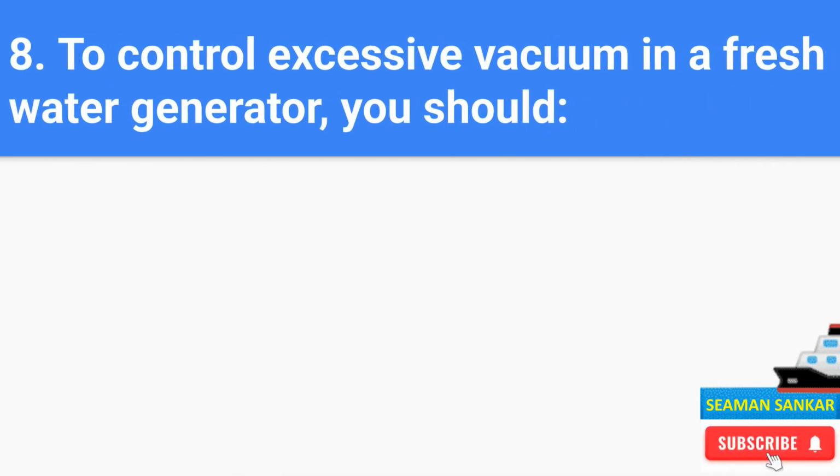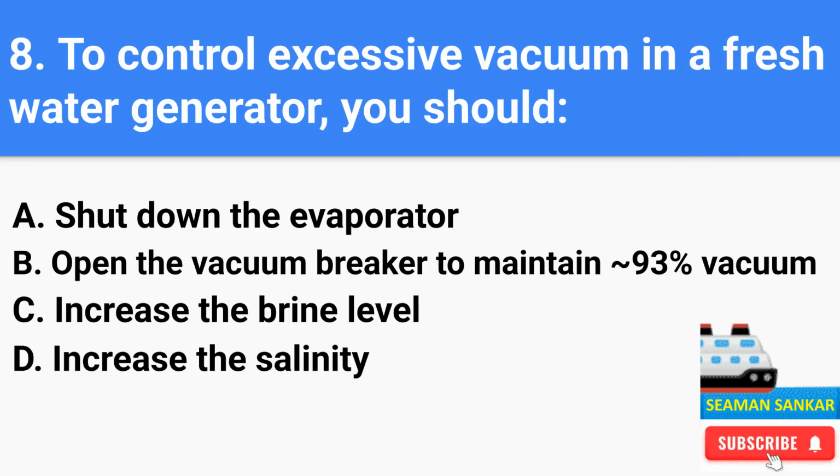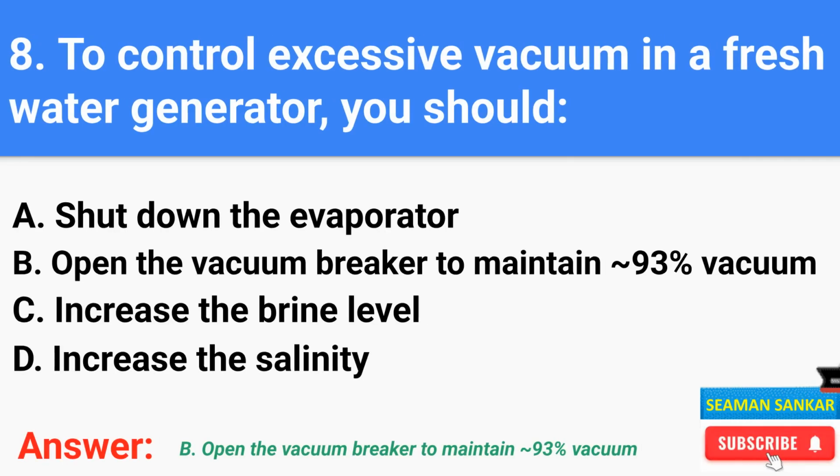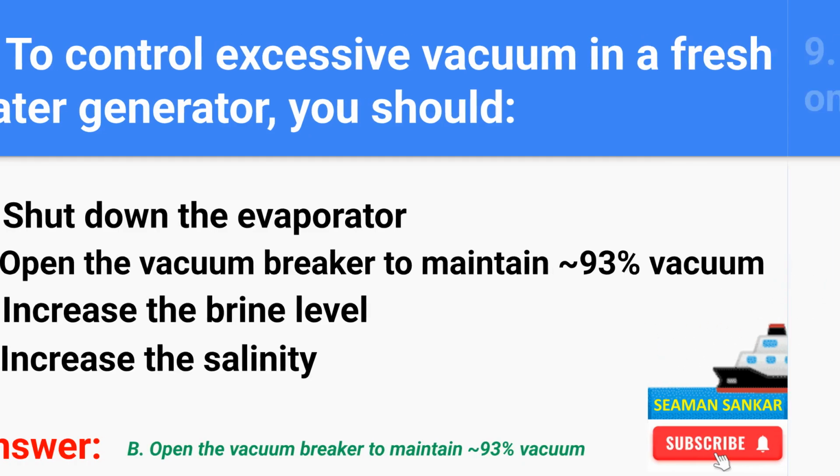Question 8. To control excessive vacuum in a freshwater generator, you should A. Shut down the evaporator. B. Open the vacuum breaker to maintain approximately 93% vacuum. C. Increase the brine level. Or D. Increase the salinity. The correct answer is B. Open the vacuum breaker to maintain approximately 93% vacuum. This introduces air to stabilize the vacuum level and prevent excessive boiling.